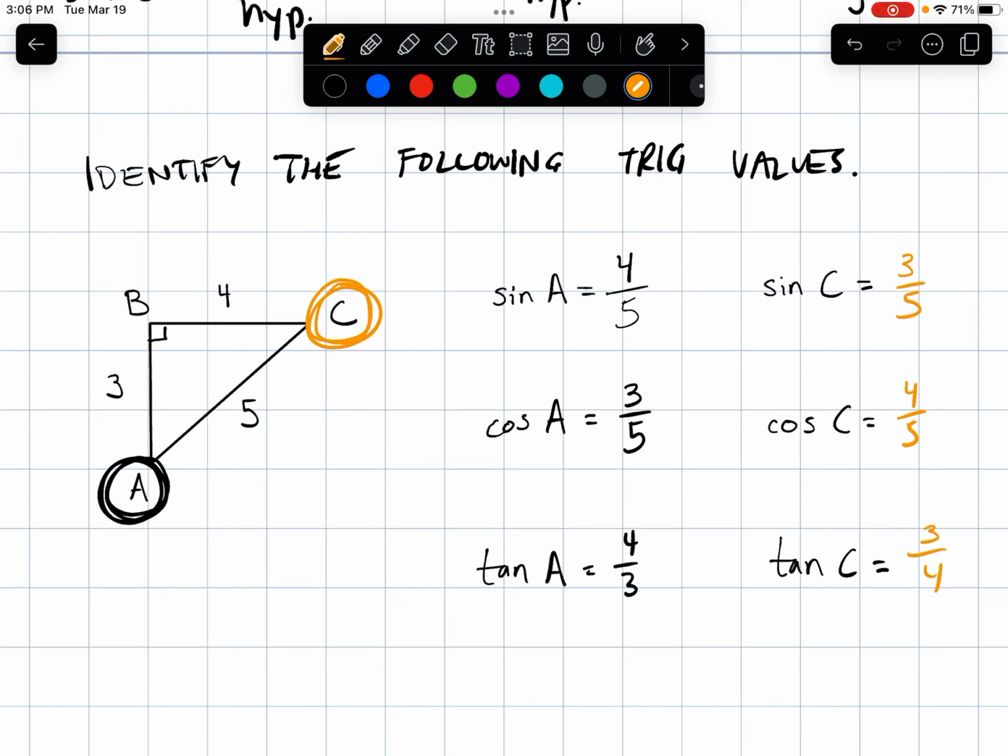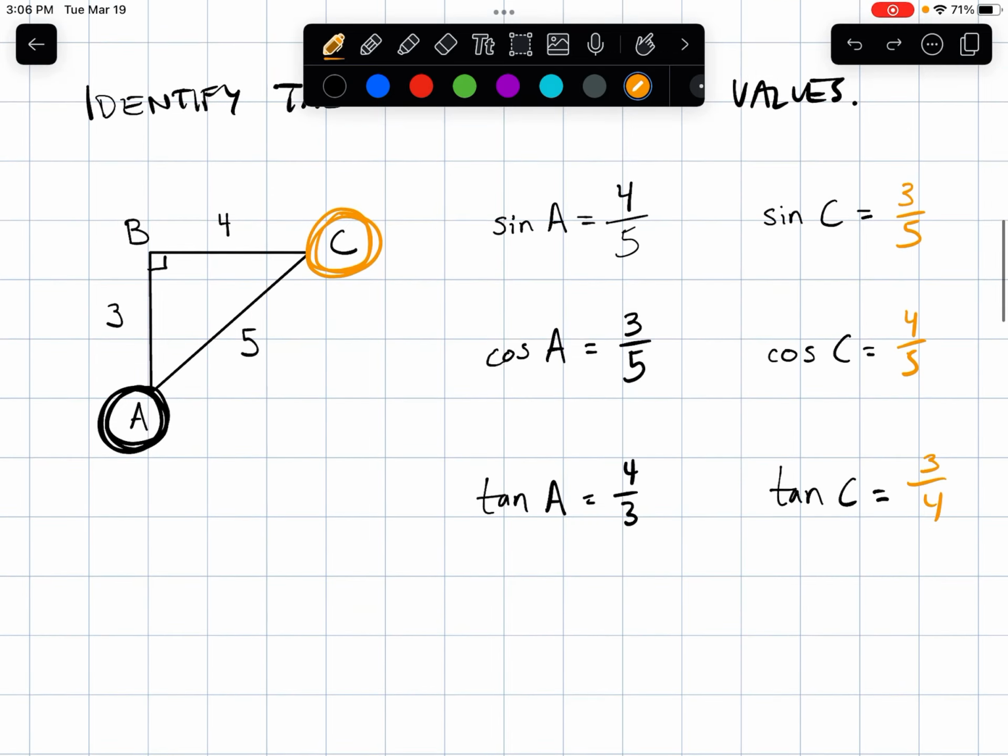Okay, so notice your tangents change in value depending on which angle you're looking at. Okay, so it totally depends on what angle you're looking at. I like to circle the angle in the problem, that way I kind of have a clear view of which angle I'm working with and which sides I need to focus on.